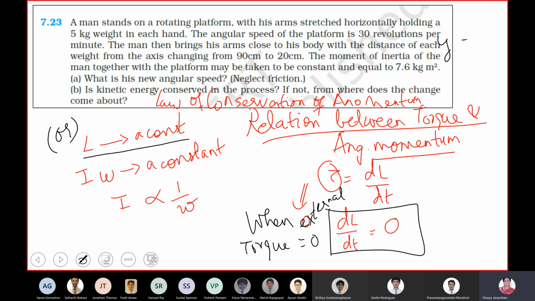Suppose y is equal to 2. What is dy by dt? It is 0, because 2 is a constant. 2 is not going to change with time. Are you clear, boys? Since y has a constant value, it will not change with time, so dy by dt is 0. Same way, when dL by dt is equal to 0, L is a constant. Now what is L? I omega. So I omega is a constant. First write this, boys, because I need to explain this.